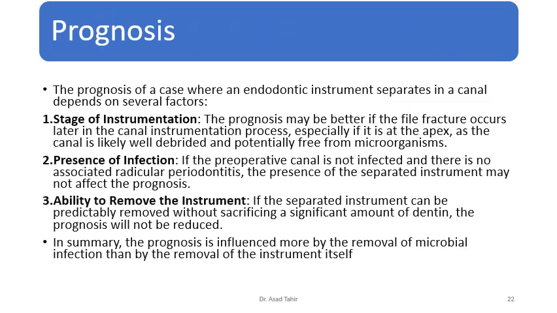The prognosis of a case where an endodontic instrument separates in a canal depends on several factors. Stage of instrumentation. The prognosis may be better if the file fracture occurs later in the canal instrumentation process, especially if it is at the apex, as the canal is likely well debrided and potentially free from microorganisms. Presence of infection. If the preoperative canal is not infected and there is no associated radicular periodontitis, the presence of the separated instrument may not affect the prognosis.